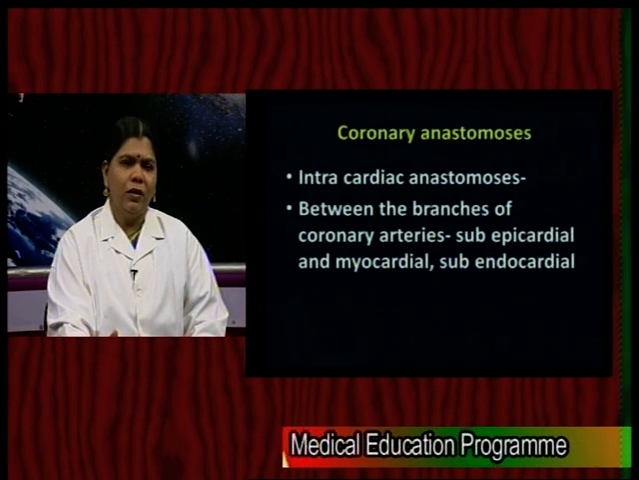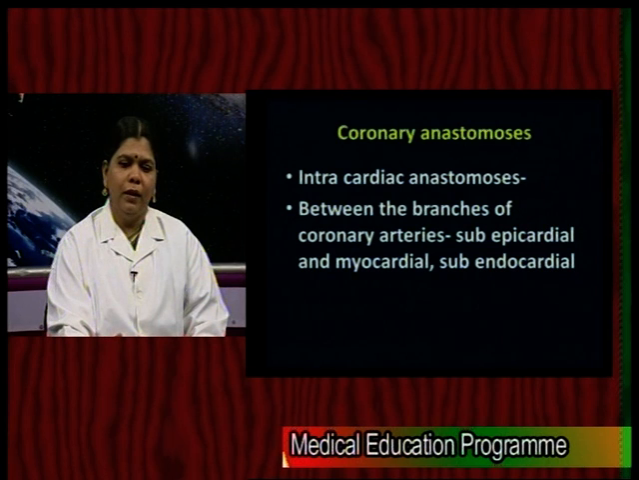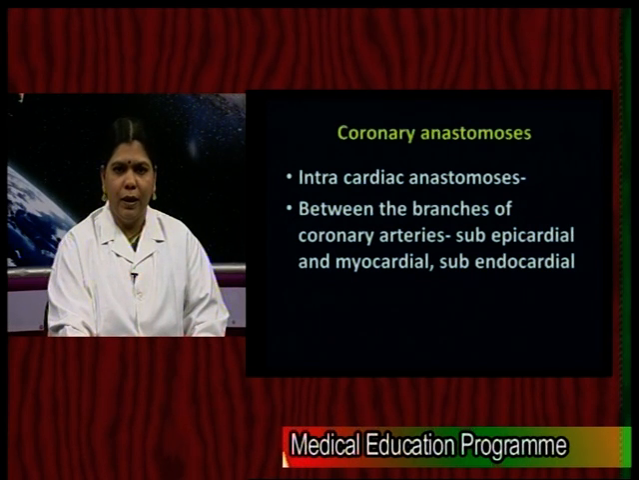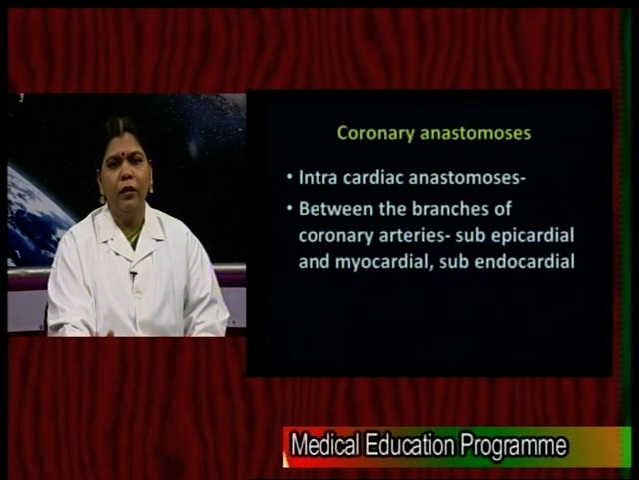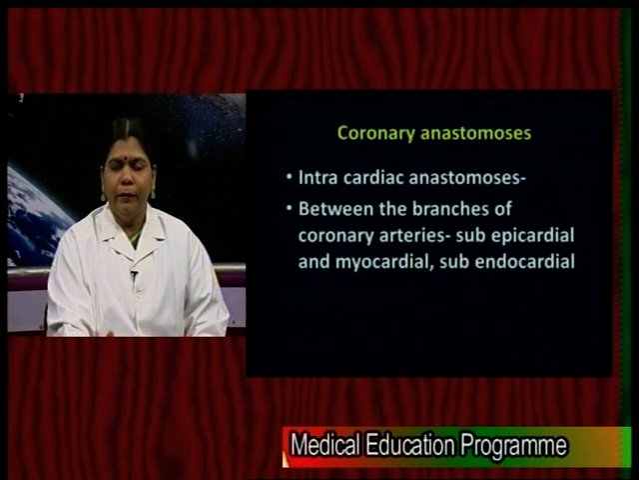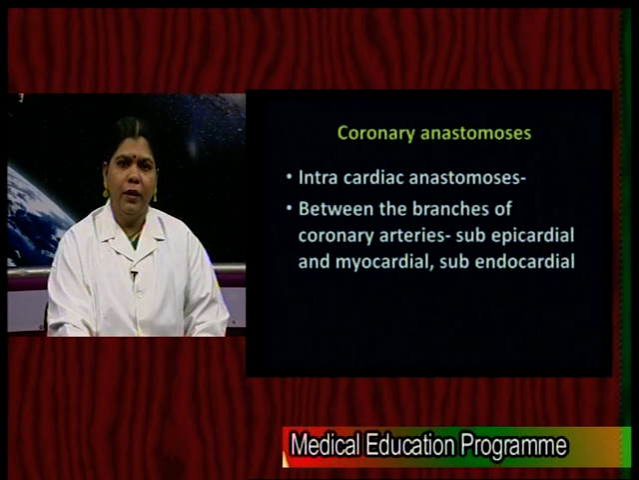Then what is extracardiac anastomosis? That is between the coronary arteries anastomosing with the adjoining branches of the pericardium, for example, pericardial branches of the descending aorta, or it may be from the internal thoracic artery. So, these are the various types of coronary anastomosis described.